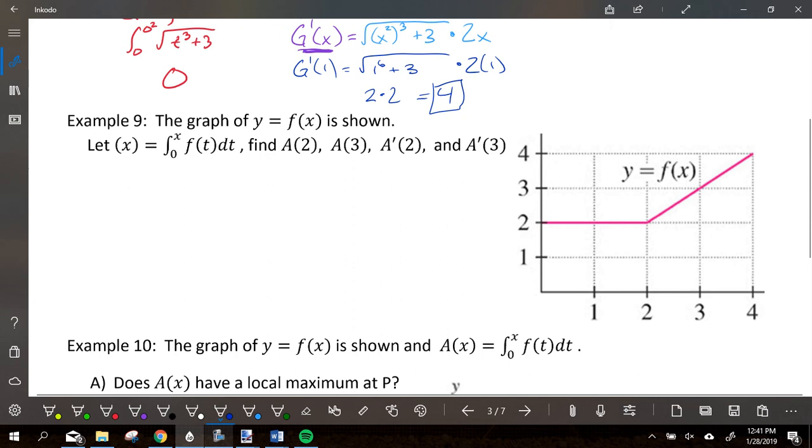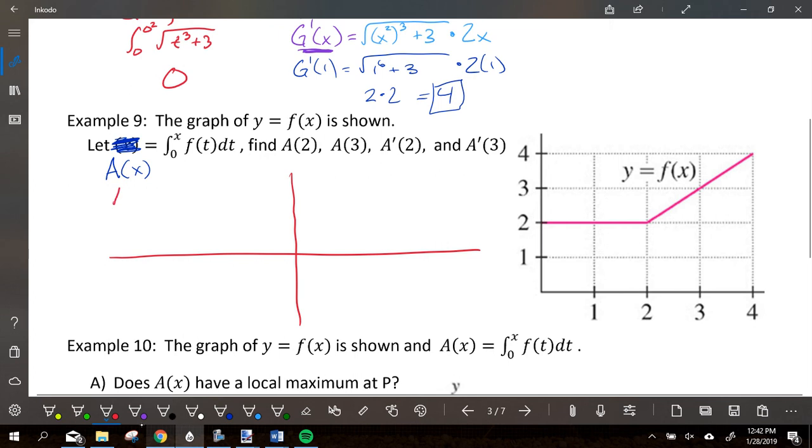The graph of y equals f of x is shown. For some reason, Microsoft Word hates me. Where this is supposed to say capital A of x, it's the most important thing on this whole worksheet, and it didn't print right. Let capital A of x be equal to this integral. Our job is to find A of 2, A of 3, A prime of 2, and A prime of 3. These are the last 4 things we'll do today.